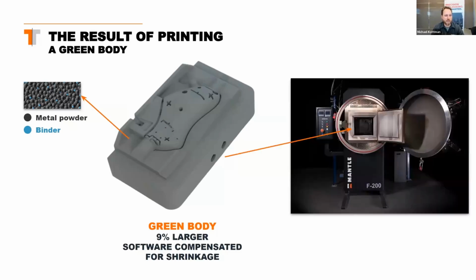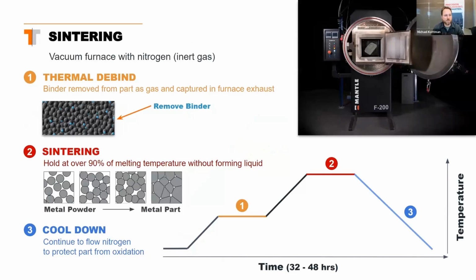And we put this into the furnace. The furnace also comes as part of the Mantle system. It's a vacuum furnace, and we use a nitrogen environment for the sintering process. So you do need it to be inert because any oxidation will prevent sintering. In a lot of cases, conventionally sintering would be done with argon or hydrogen, but we've designed a special retort inside of this furnace that allows us to use nitrogen as the inert gas.